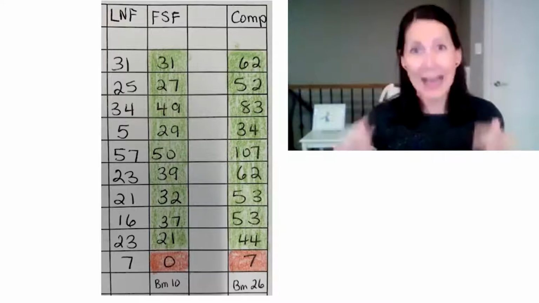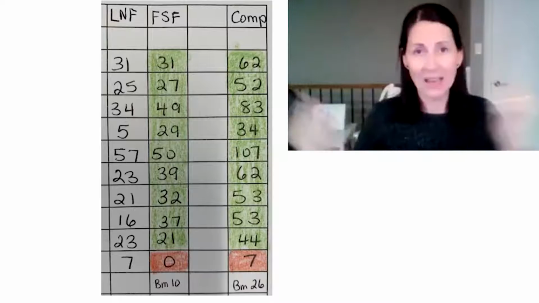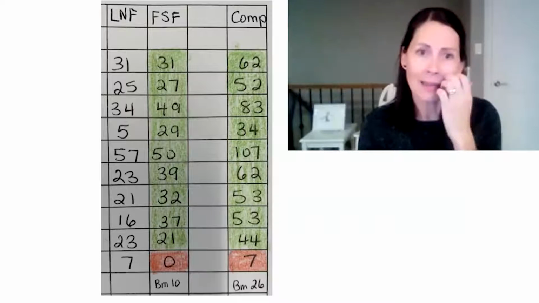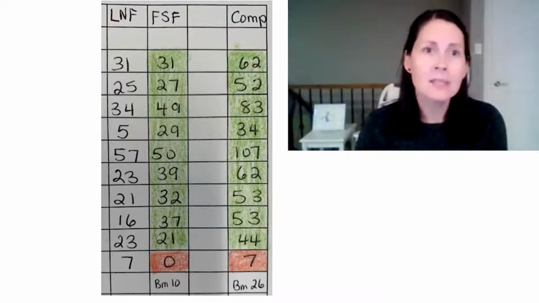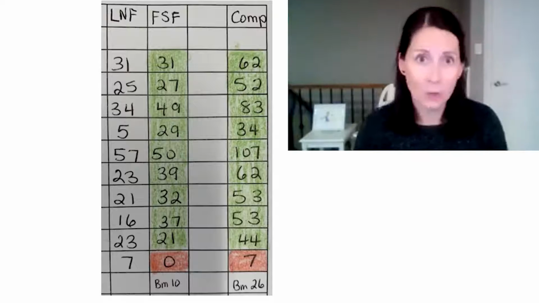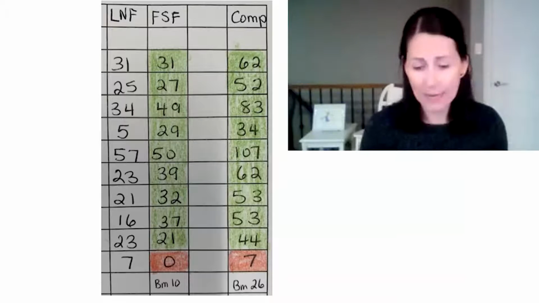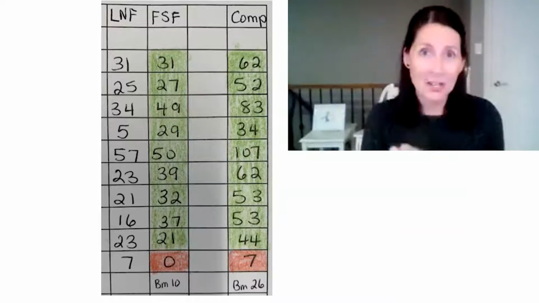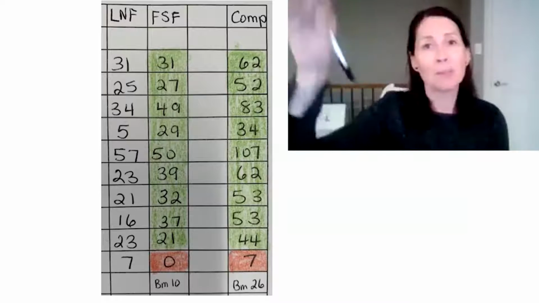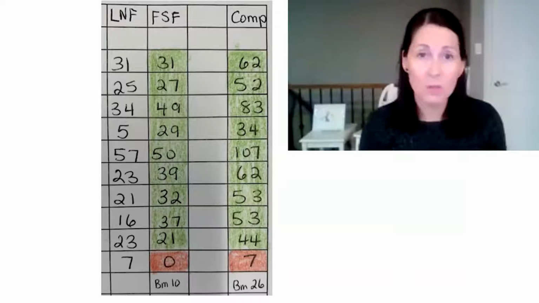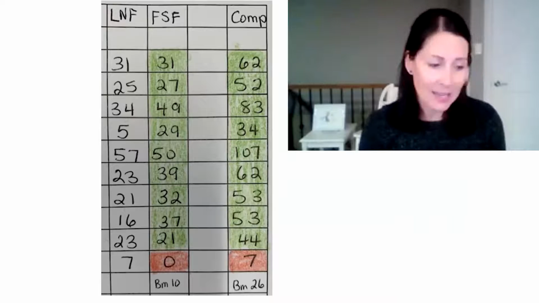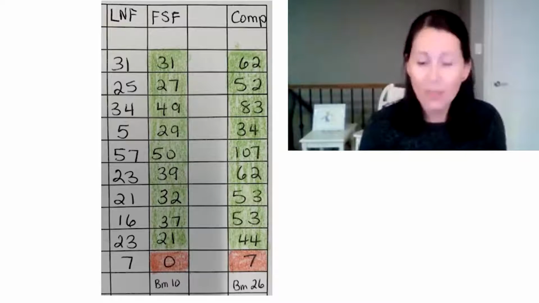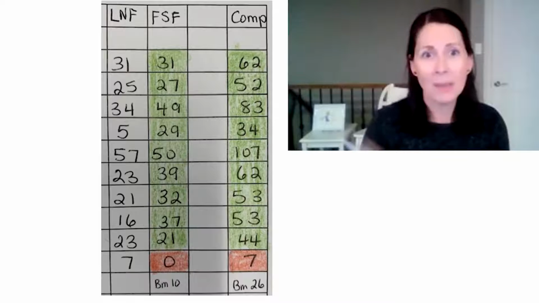So green means at benchmark or above benchmark. And if you look down at the bottom, I put in what the benchmark was. So there's no benchmark for letter naming fluency, but for first sound fluency, the benchmark is 10. So if you're a 10 or above, you're at benchmark, but then above benchmark is 16 and up. So you can see that those green scores are quite high. The composite, again, 26 for benchmark, 38 would be above benchmark.